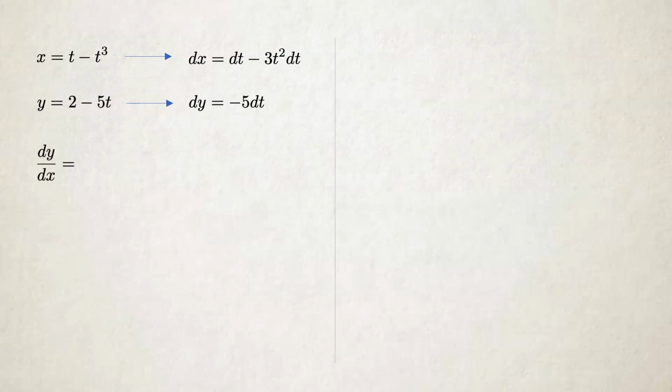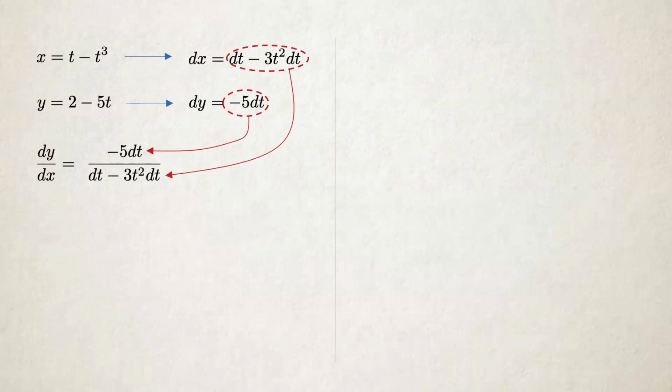Now to find the derivative dy dx, simply put dy on the top and dx on the bottom, which is minus 5 dt over dt minus 3t squared dt. Note that dt are common factors on top and bottom, so you can cancel them. Then you get minus 5 over 1 minus 3t squared, which is the final answer. Easy, right? Let's look at one more problem.